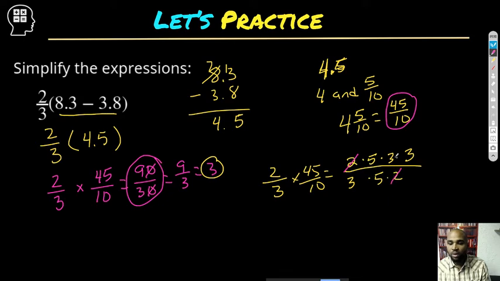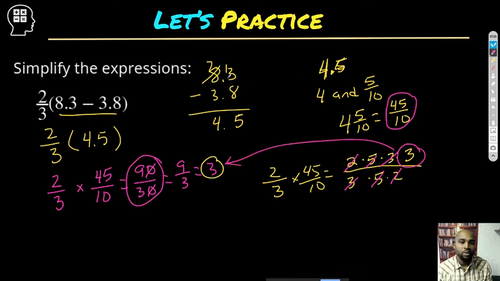2 over 2 is 1. 3 over 3 is 1. 5 over 5 is 1. So all we have left is, yep, you guessed it, 3. So that's another method you can use in order to tackle those types of problems.